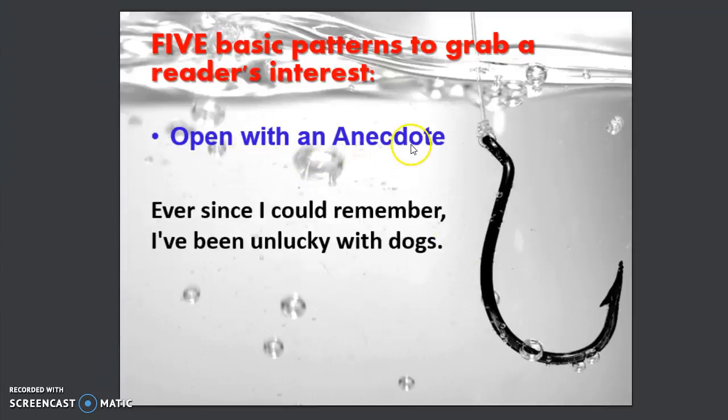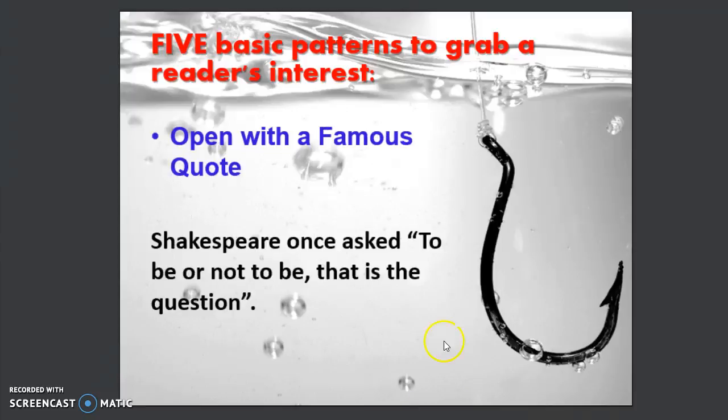Okay, next is an anecdote. Anecdote means it's a short story. So this is an example: ever since I could remember, I've been unlucky with dogs. Finally, open with a famous quote. A famous quote will be something that a famous person has said. For example, Shakespeare once asked, to be or not to be. That is a question. And we also have another hook. We call it declarative. Declarative hooks are just normal hooks where you start introducing the topic just like that. Very simple hooks.